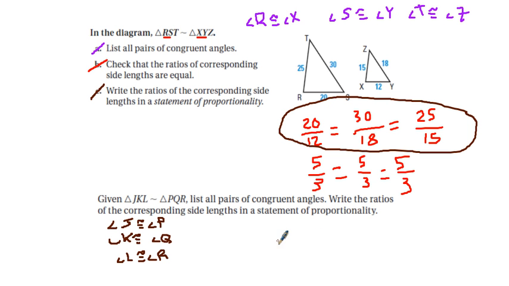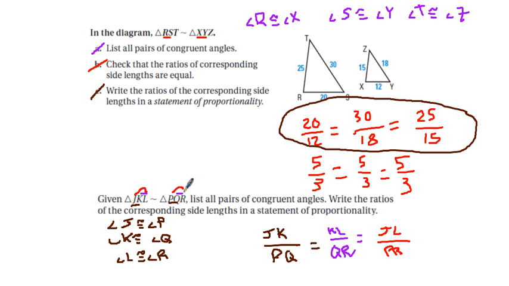Now, in terms of the ratios, we want to do first those first two segments. We're not saying they're congruent anymore. We're saying that if we put them into a fraction, JK over PQ, that is going to be the same ratio as the next two, KL over QR. And our last one would be what's remaining, which would be JL over PR. So that is what we mean by a statement of proportionality with the ratios, and again, your angles that were already there.